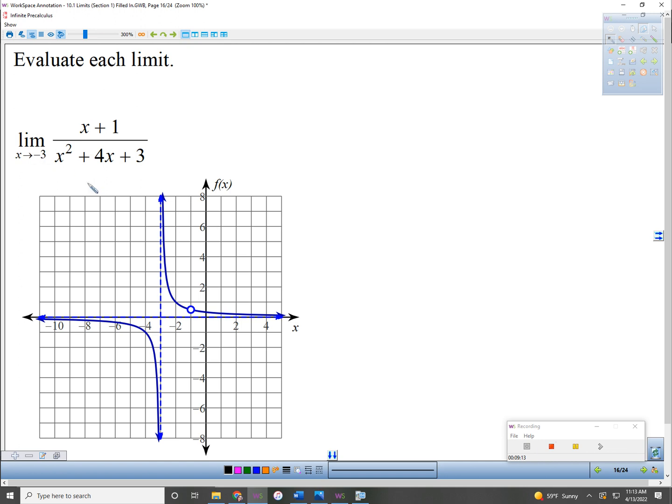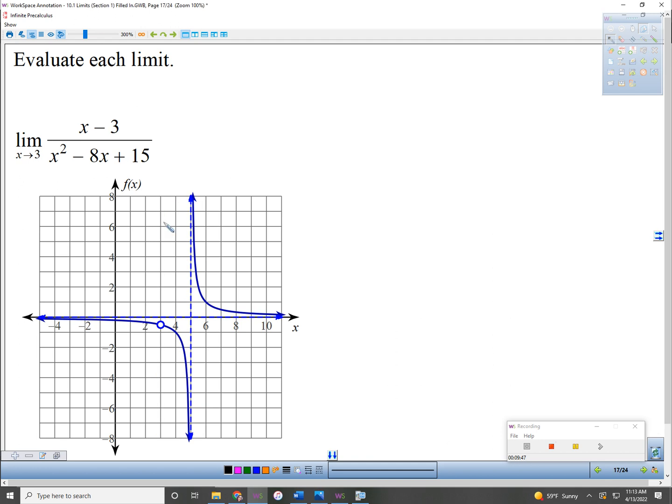So the limit as we approach negative 3, again, same as the last question, we are approaching from the left and going towards negative infinity, and from the right going towards positive infinity. So therefore, this is also a limit that does not exist. So the limit as x approaches negative 3 of the function x plus 1 over x squared plus 4x plus 3 does not exist.